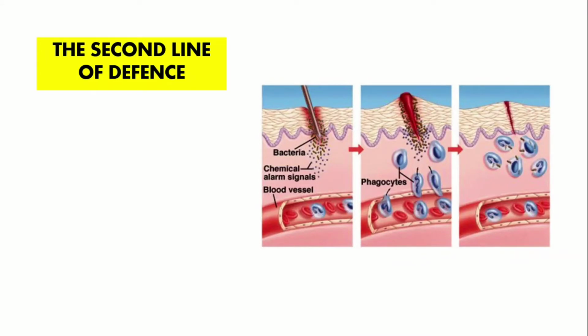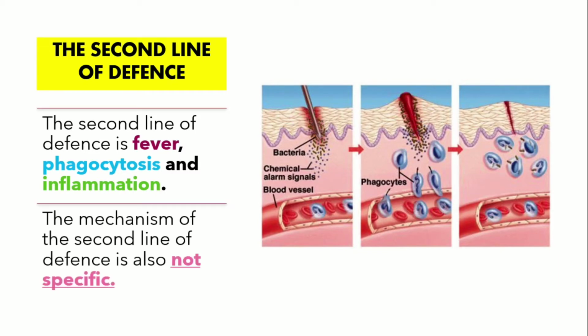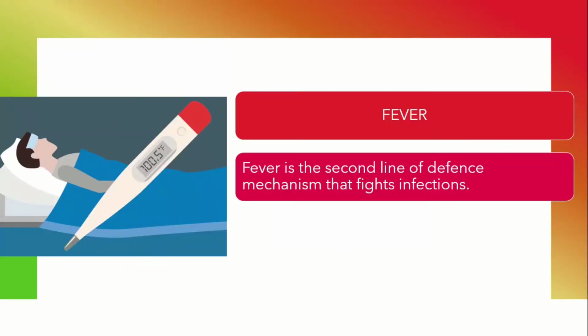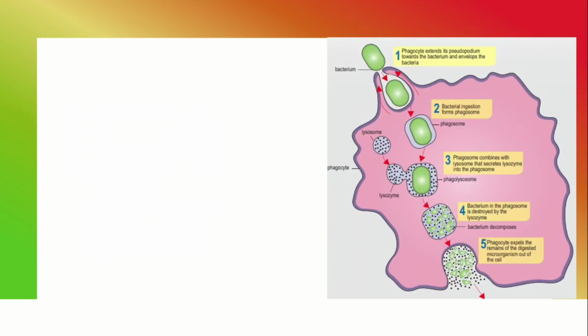This is the second line of body defense. The second line of body defense is fever, phagocytosis, and inflammation. The mechanism of the second line of body defense is also not specific. Fever is a mechanism that fights infection. The fever will increase phagocytic activity, which will then fight against the microorganisms or pathogens that infect our body.